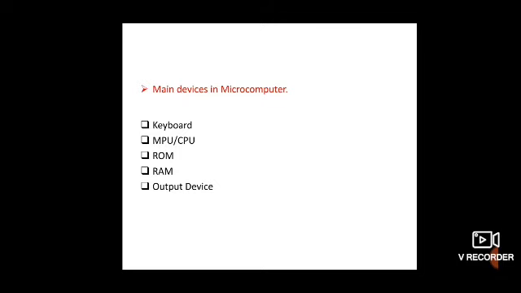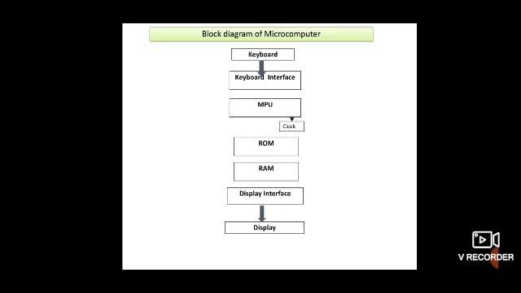Now see the block diagram of microcomputer. The figure shows the detailed architecture of microcomputer with all essential parts or devices. So let us see the block diagram of microcomputer. See, first block is keyboard. The keyboard input goes to the next block, keyboard interface. Then MPU, microprocessor unit. Then ROM, then RAM and display interface, and finally the result will be displayed on 7 segment LED.